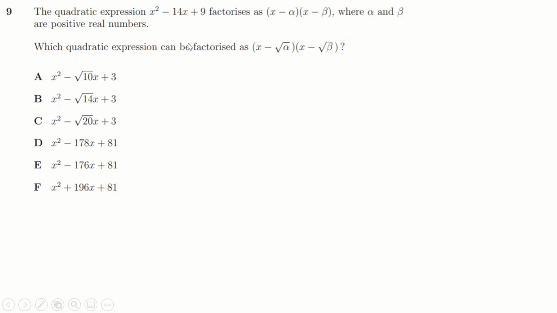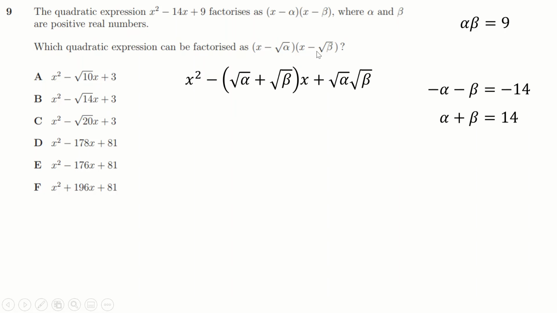Question 9, more quadratics. So this factorizes as this. Okay, fine. That means that alpha or negative alpha times negative beta is 9, but the two negatives cancel, obviously. It also means that minus alpha plus minus beta is minus 14 when I expand that out, but of course cancel all the negatives for this. Now, what quadratic can we factorize as that? Well, let's just expand this out first.